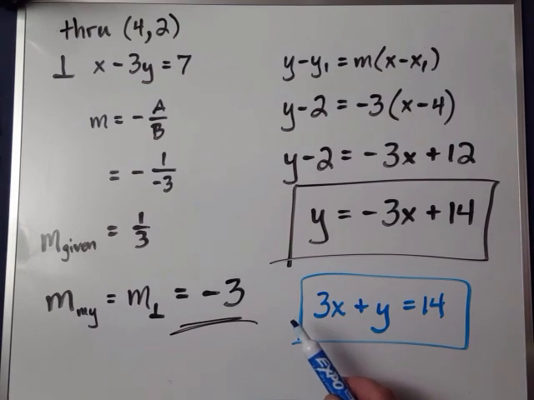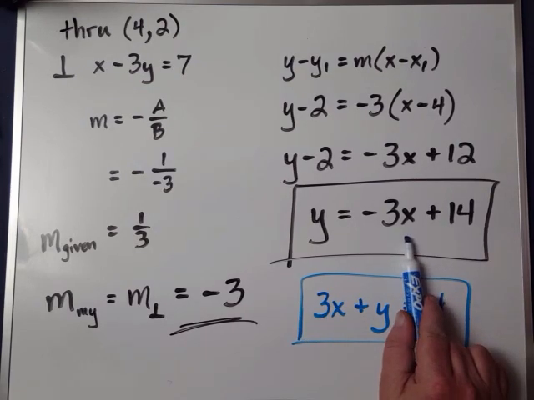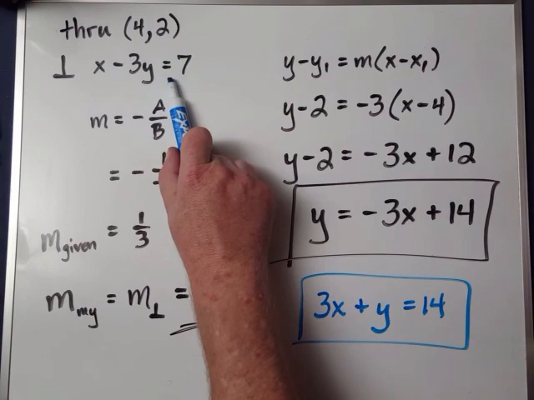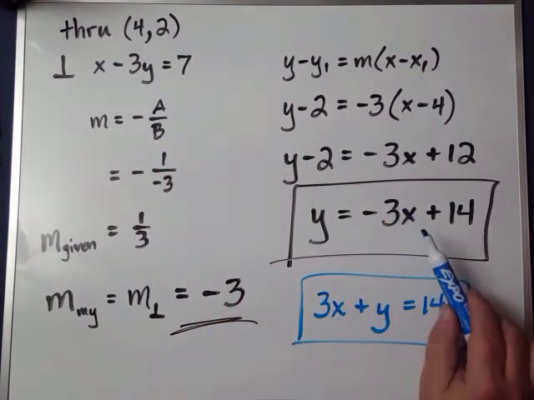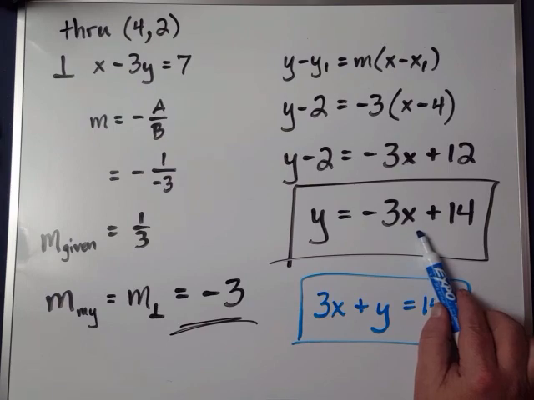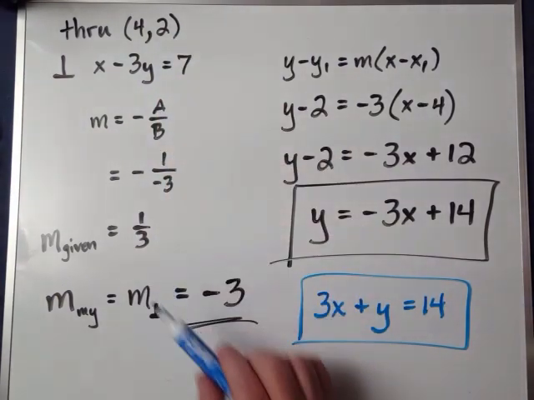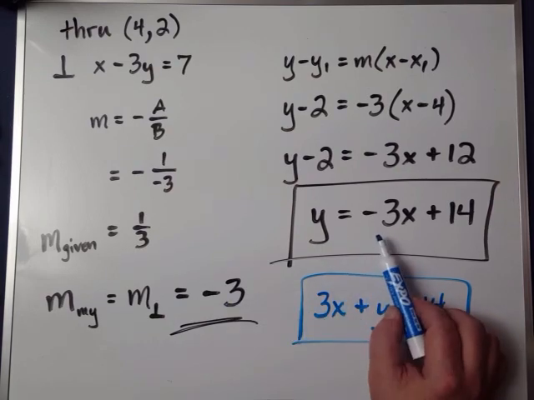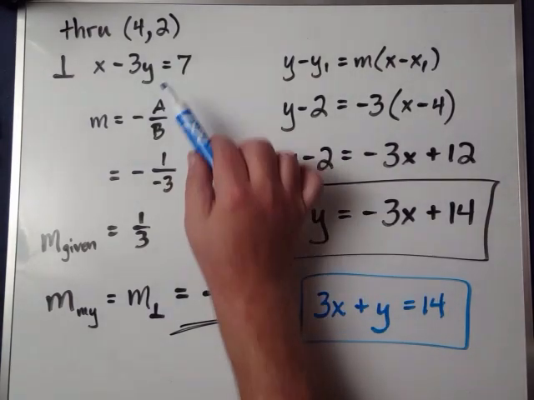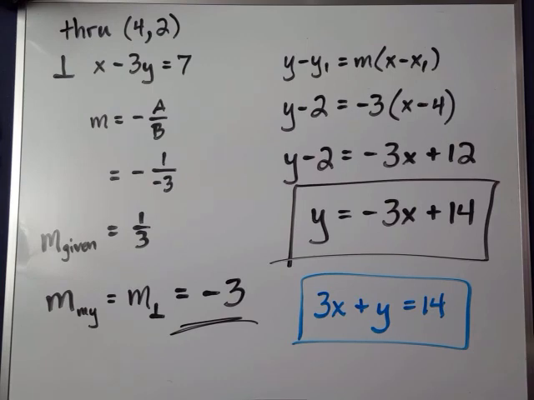I would encourage you to graph this line, graph the given line on the same coordinate plane, see that our line does indeed pass through the point (4, 2), and if it's a nice, neat picture, it should appear that my line and the given line meet at right angles. Something to try, something to think about.